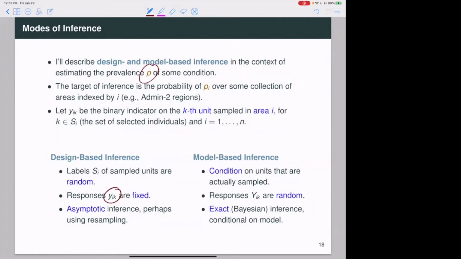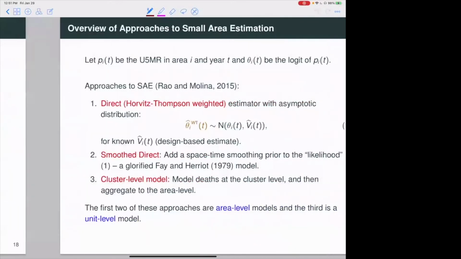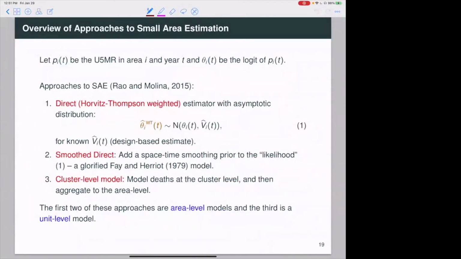With model-based inference, you condition on the units that were sampled and treat the responses as random, and then exact inference takes place, up to your model being correct. The way I think about this, there are three ways you can do small area estimation. In the perfect situation, if you've got a load of data, you just use the weighted estimates. For example, if I'm doing Malawi in a 5-year period, Malawi had a really big survey, so I would definitely use just direct estimates. We've got large numbers, so the asymptotics are fine.